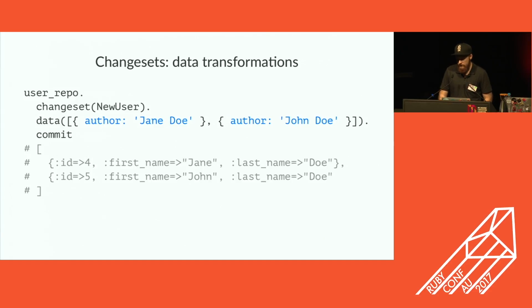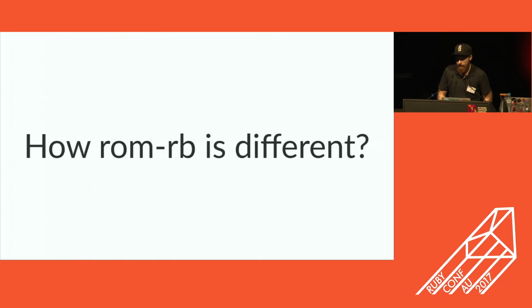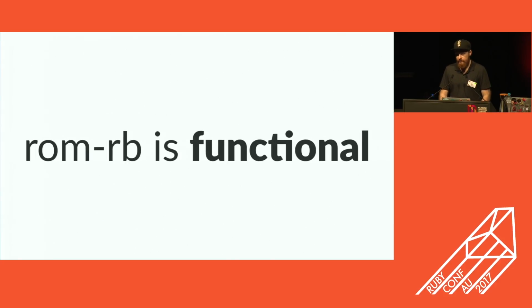So that was a really quick overview of main ROM components. There are tons of features, but I would like to talk a little bit about how ROM is different. As I said, it's a pretty unique Ruby library, and the first surprising fact is that it's a library written in Ruby that is functional. Now, the whole core gem is pretty functional. It takes a lot from functional programming.